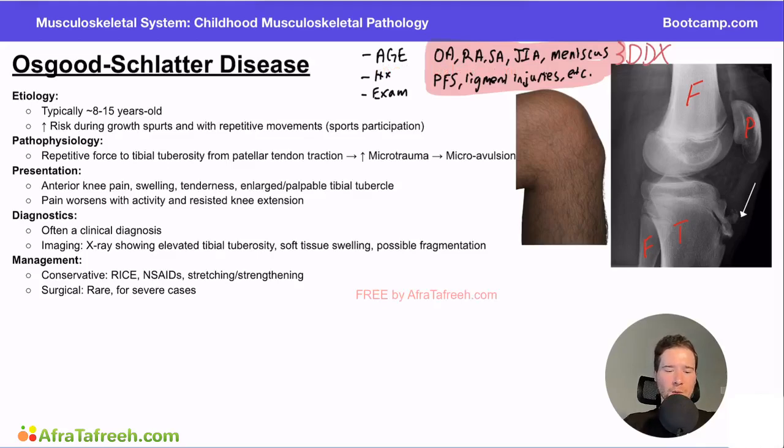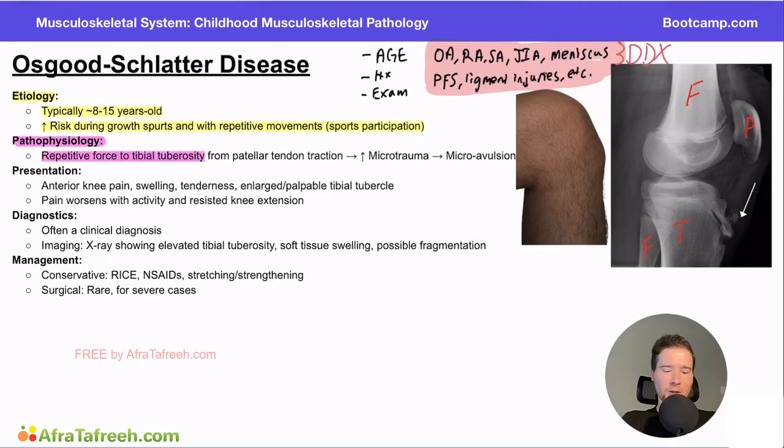So with this condition, when we talk about the etiology here, we keep in mind the age range of approximately 8 to 15 years old. In general, this is typically the age range of puberty and growth spurt and a lot of activity, and this is important when we think about the pathophysiology of the condition as well. These patients have an increased risk during these growth spurts and with repetitive movements, specifically sports participation, right? Very classic sports that have repetitive movements are things like basketball, volleyball, some events in track and field, right? Anything where we get the repetitive motion on the knee can increase the patient's risk for having this condition.